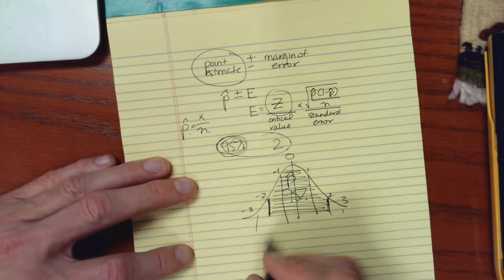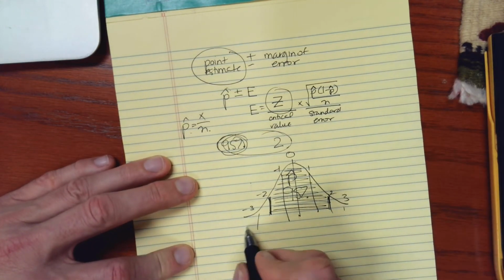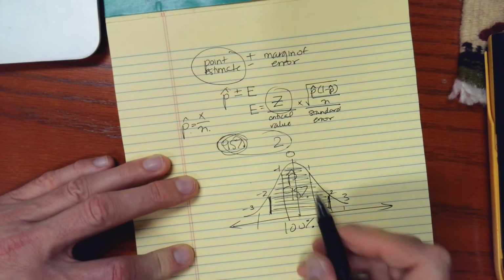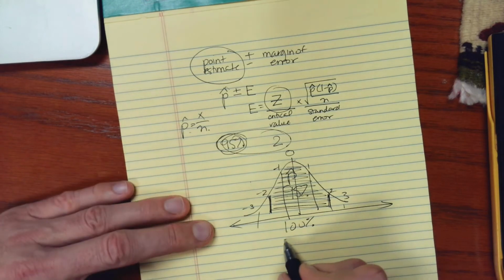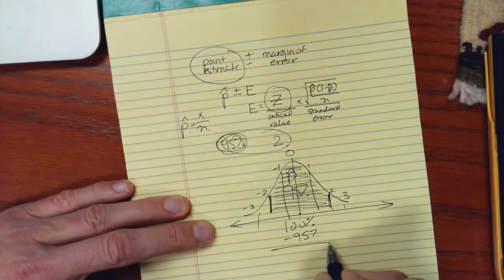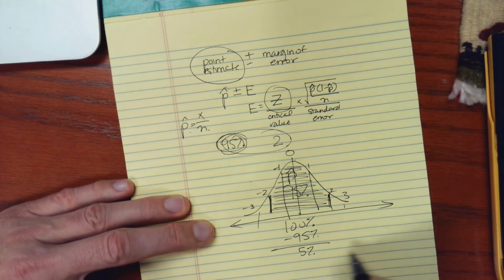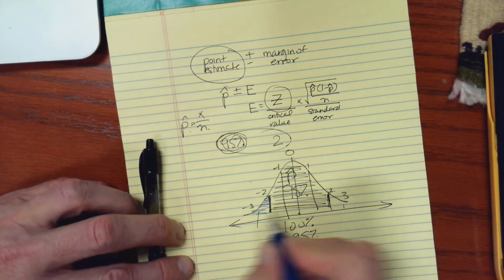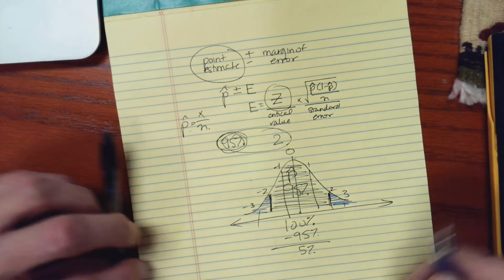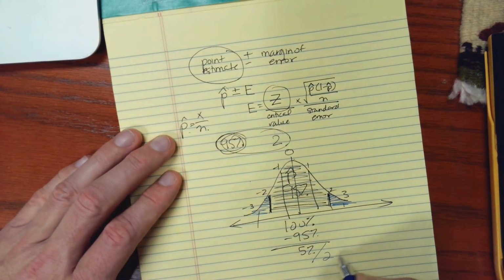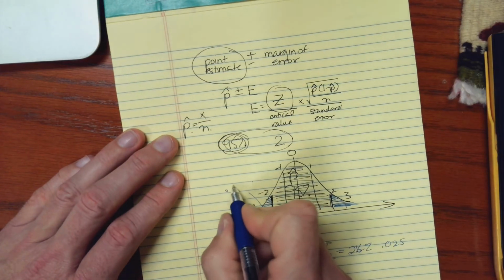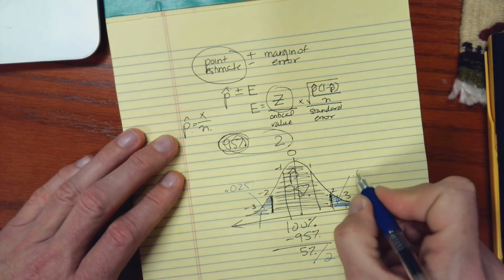Now, I know that the entire curve, that's 100%. If you take away the middle 95, you're left with 5%. And half of that is here in the left tail, so I'm going to color that in blue. And half of it is here in the right tail, also in blue. So I need to divide that by 2. And so you get 2.5%, or 0.025. That's in the left tail, 0.025, and in the right tail, 0.025.